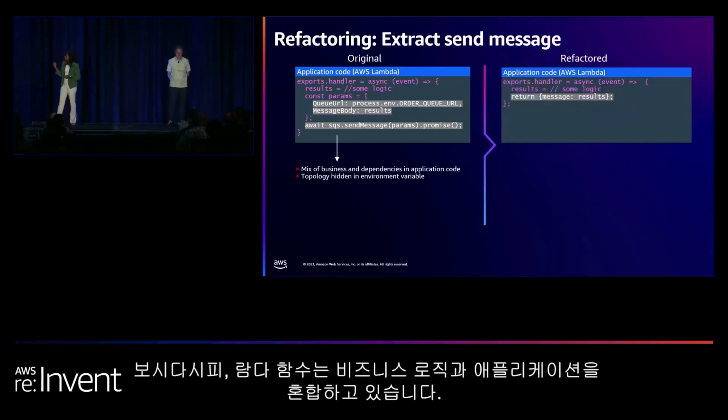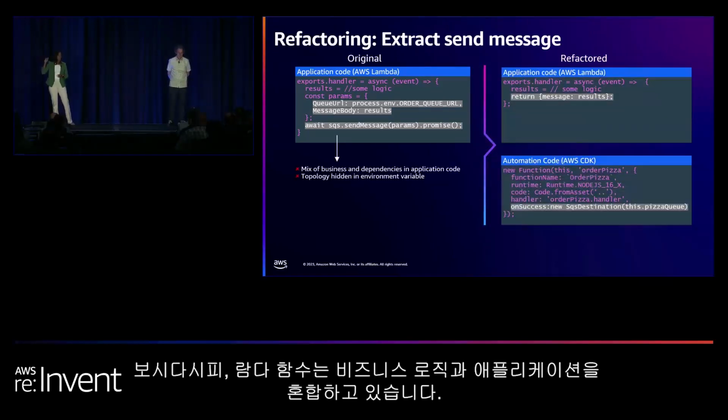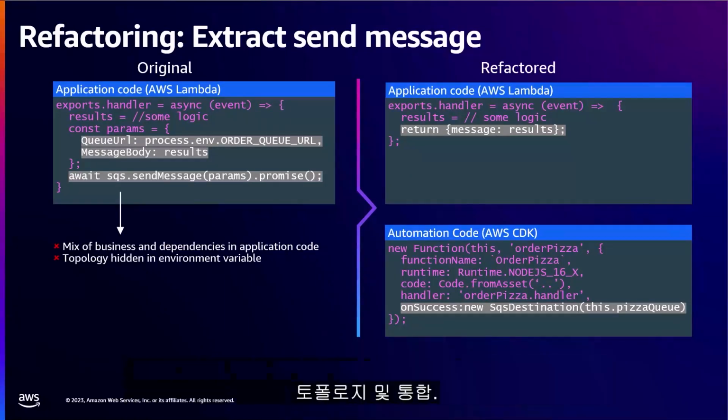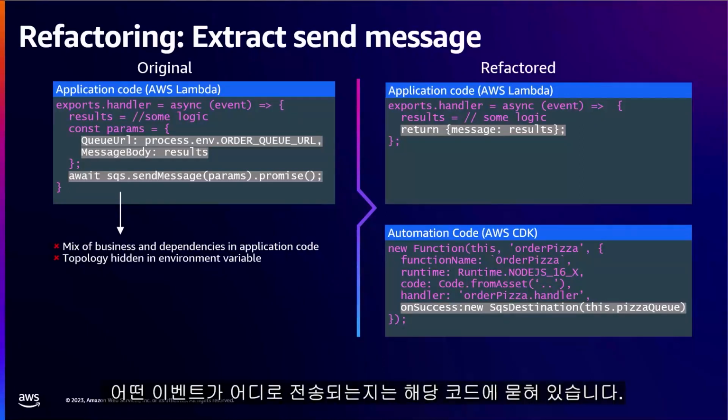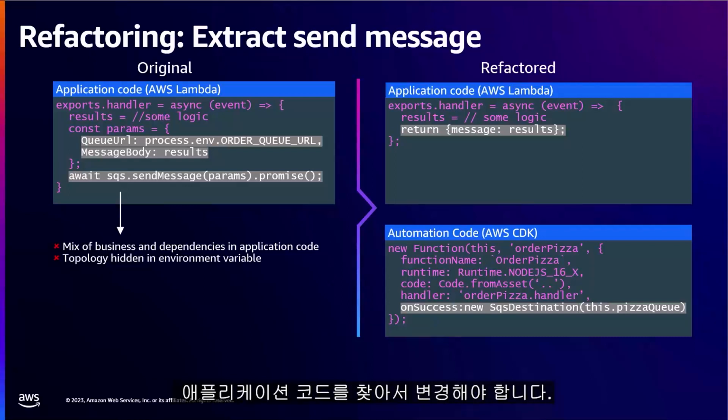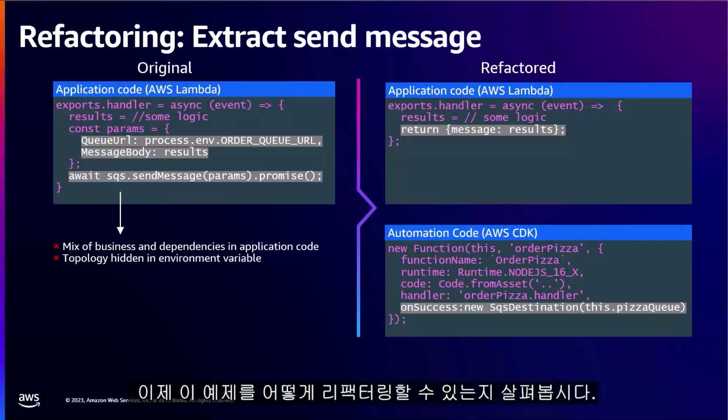Well, if you see, the Lambda function is mixing your business logic with your application topology and integration. Which event is sent where is buried in that code. Say in future, you want to change from SQS to an SNS. You'll have to find the application code, make that change. Thanks to serverless, we can do better. So let's look at how we can refactor this example.